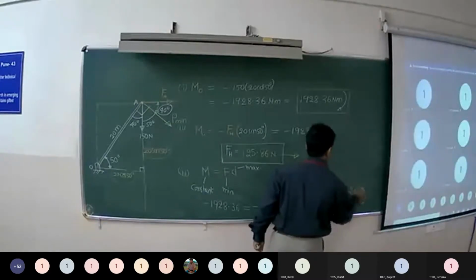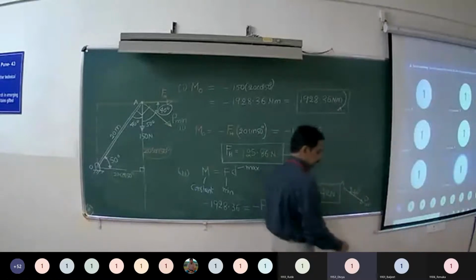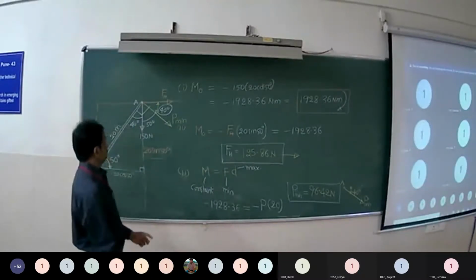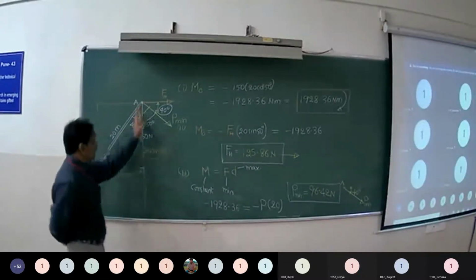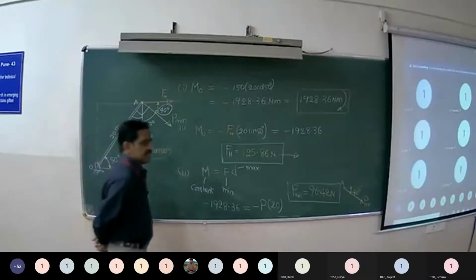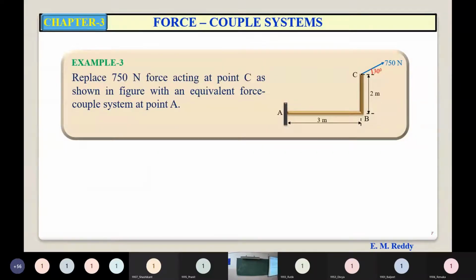Yes, we are doing it by using Varignon's theorem, right? You can do it using Varignon's theorem also. Here you can easily find out the perpendicular distance now. Therefore, I am not resolving into the xy components. Please note.